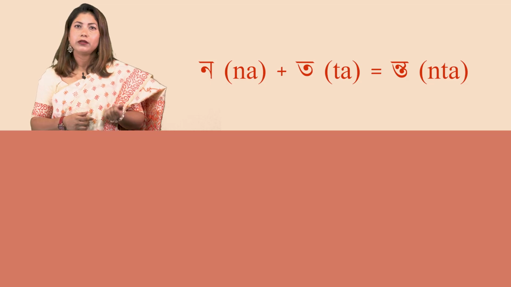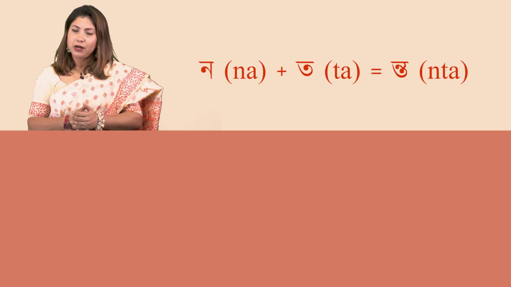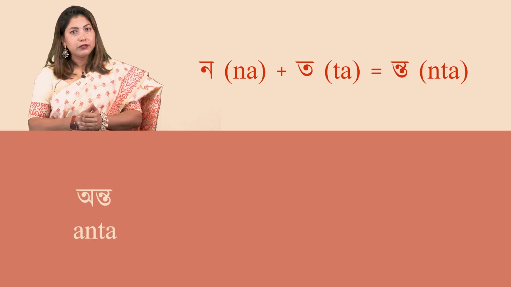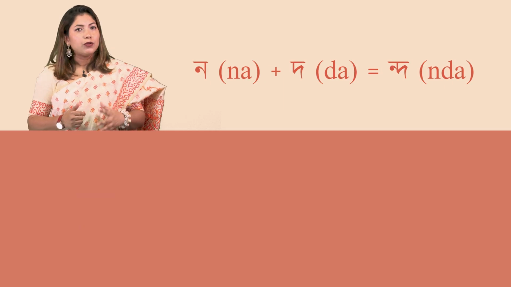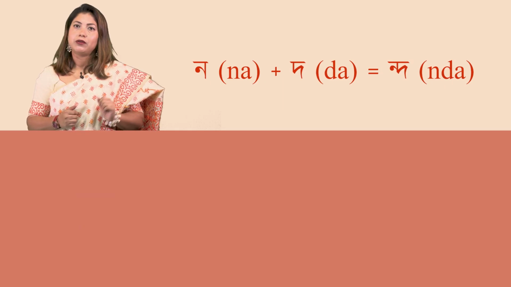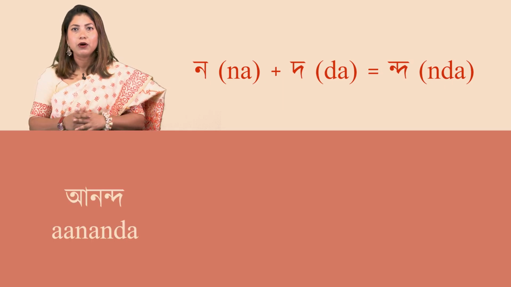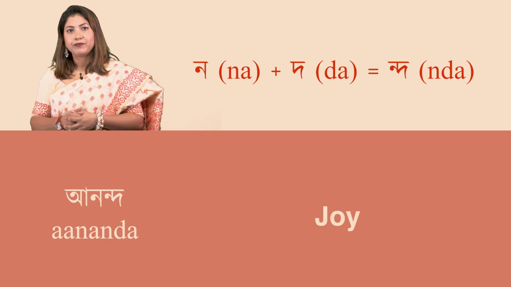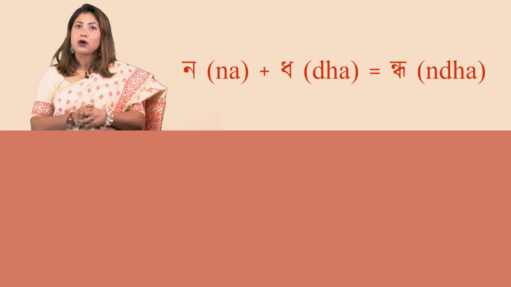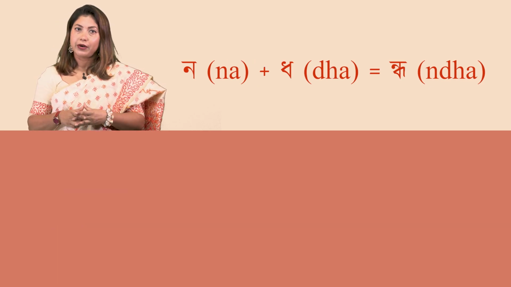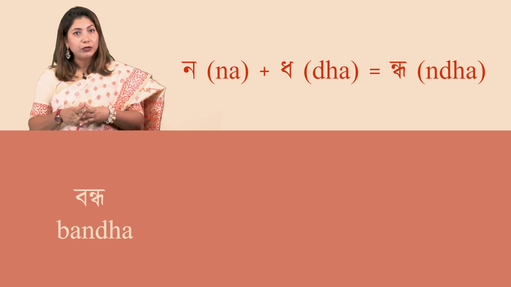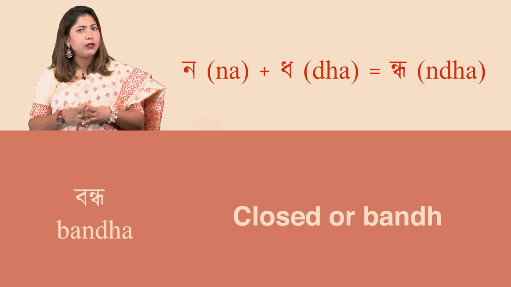In another group, let us have some clusters starting with na. Na and ta, nta. For example, anta, that means end. Na and da, nda. For example, ananda, that means joy. Na and tha, ntha. For example, bandha, which means closed or bound.